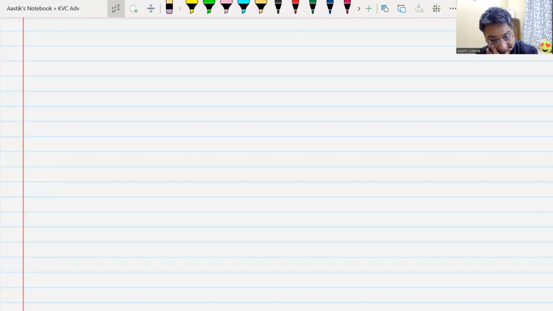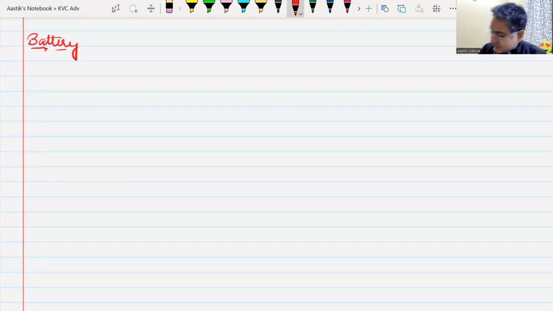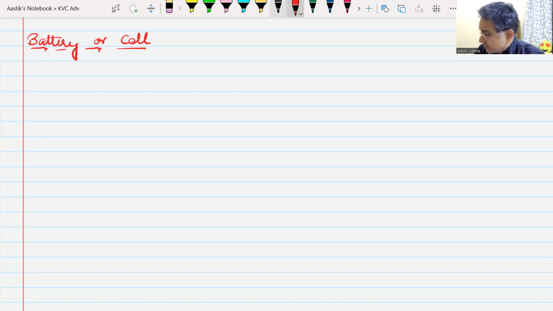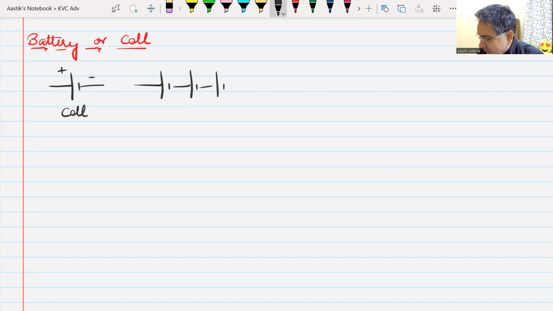Then let us move ahead and see the next topic. We will write this heading. We will see it probably again in the next chapter. Right now, just go through this term, battery or cell. A cell is basically a single cell. A battery is nothing but a combination of cells. Any battery or cell has a positive and a negative terminal. This is a cell. If I have a combination of two or three cells, it becomes a battery.